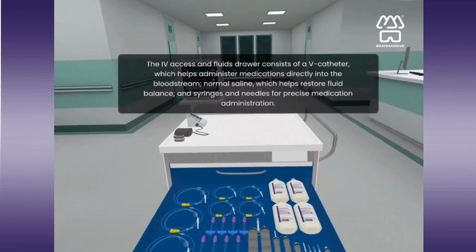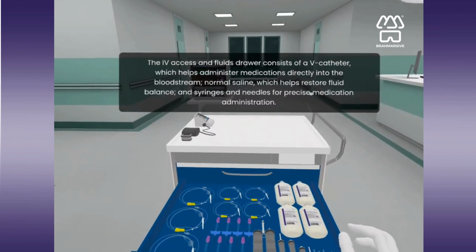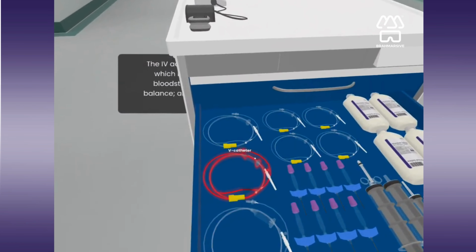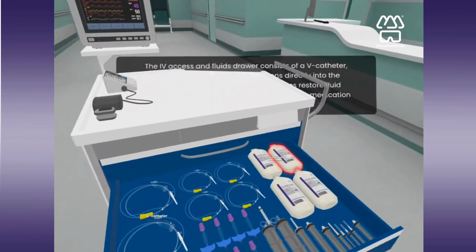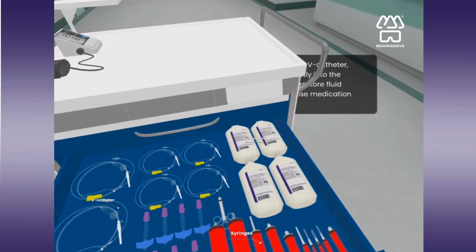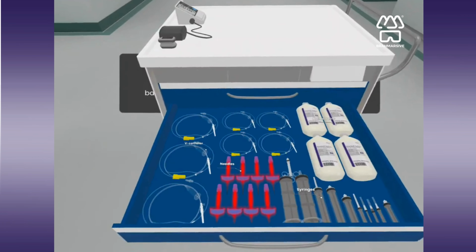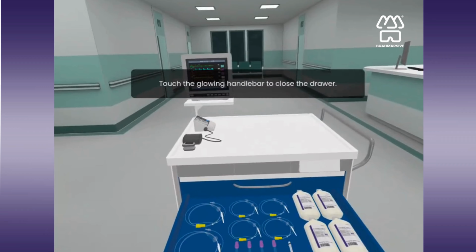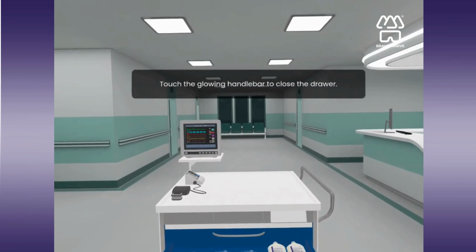The IV access and fluids drawer consists of an IV catheter, which helps administer medications directly into the bloodstream, normal saline, which helps restore fluid balance, and syringes and needles for precise medication administration. Now, touch the glowing handlebar to close the drawer.